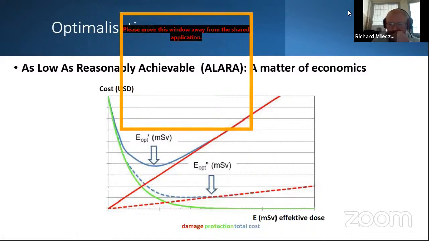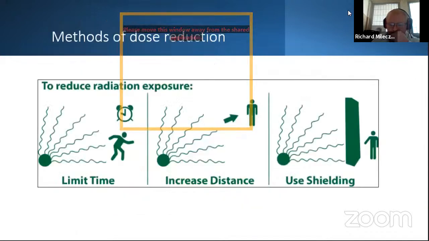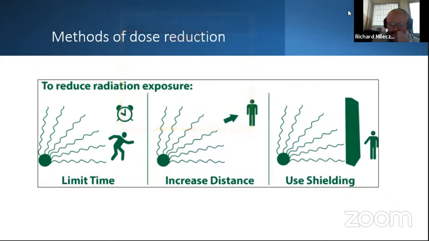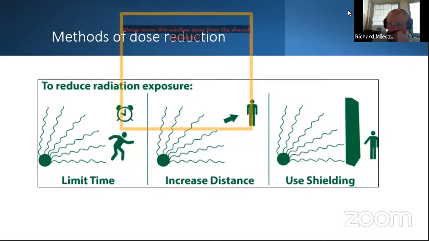Therefore, we have different lines for different estimations, as can be seen here. Now that we have an idea of what we are trying to achieve, it's time to go over how we are achieving this. There are three main methods to decrease those. First is limiting time, second is increasing distance, and the third is using shielding.